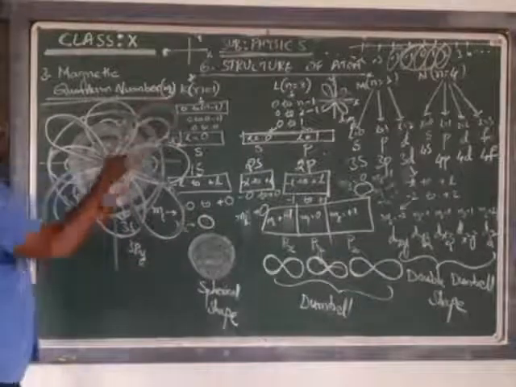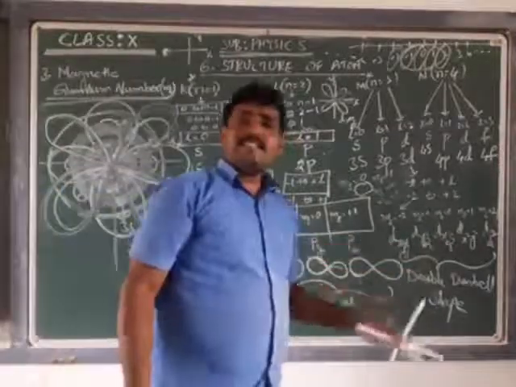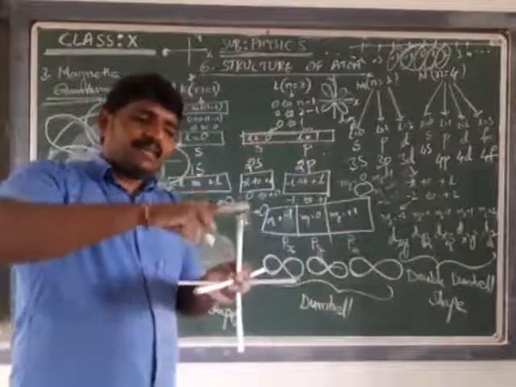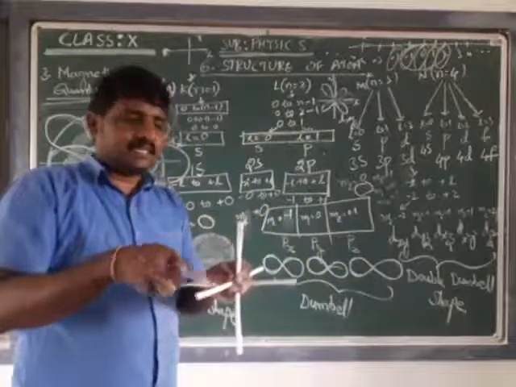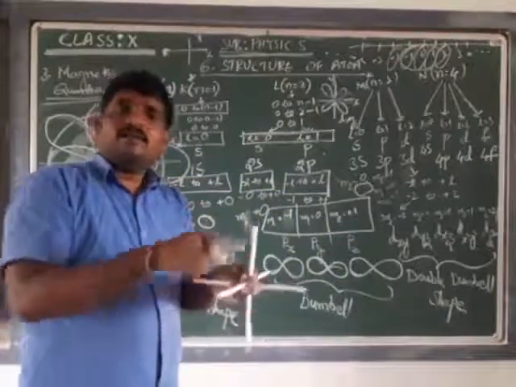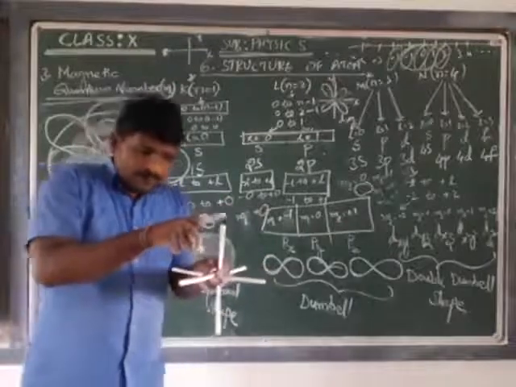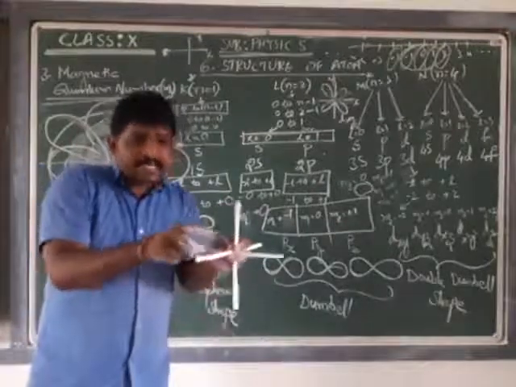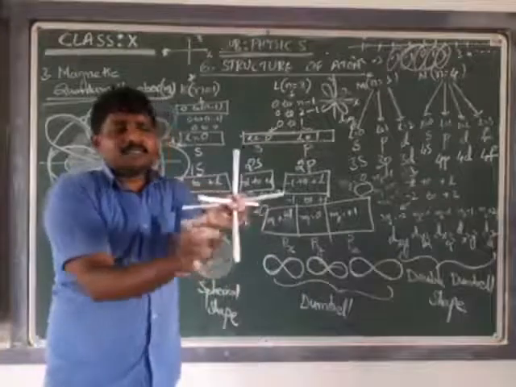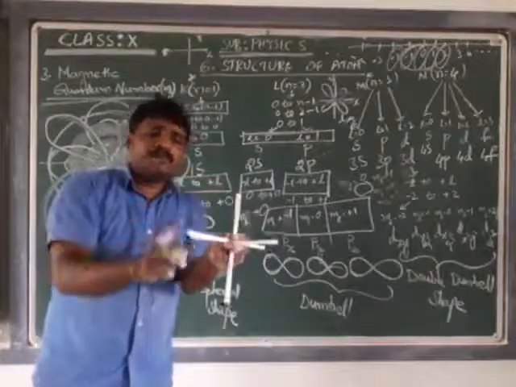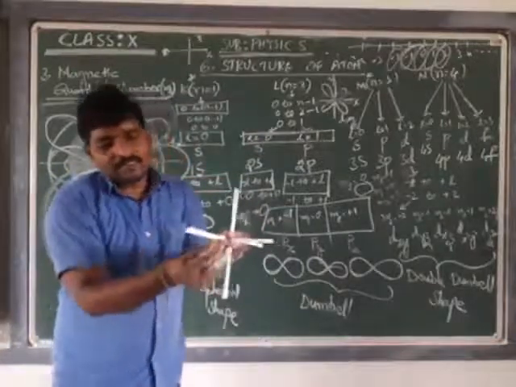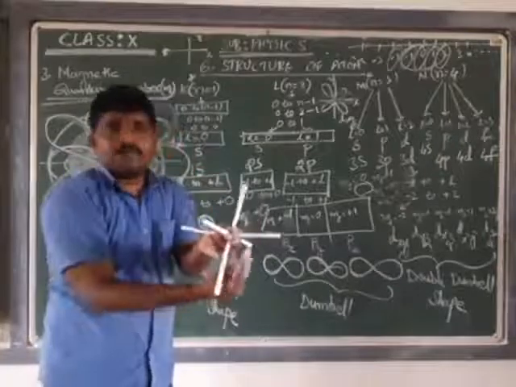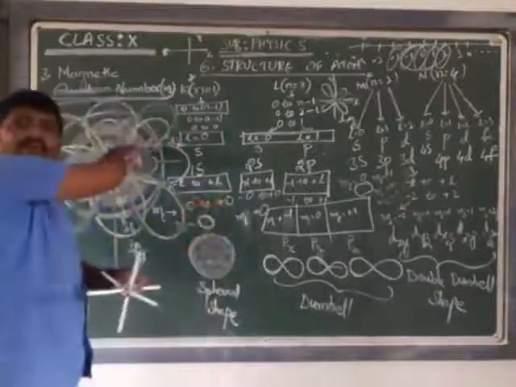Next, 3D yz. This is y axis and z axis. Between y and z, are you able to follow? There is a gap between y and z. So this is one dumbbell, one dumbbell, two dumbbells. Like that they get organized.